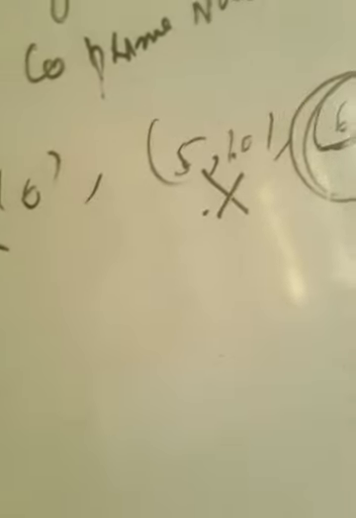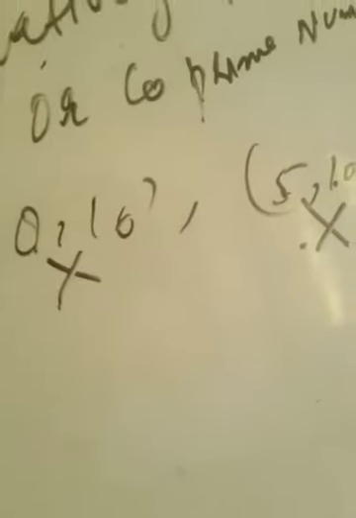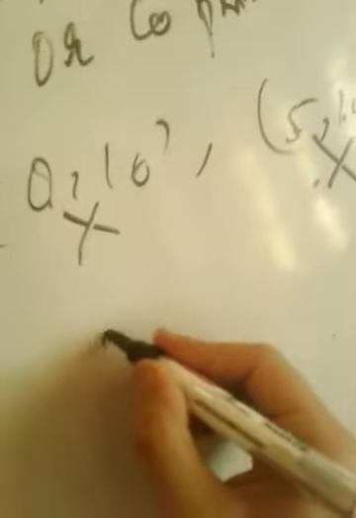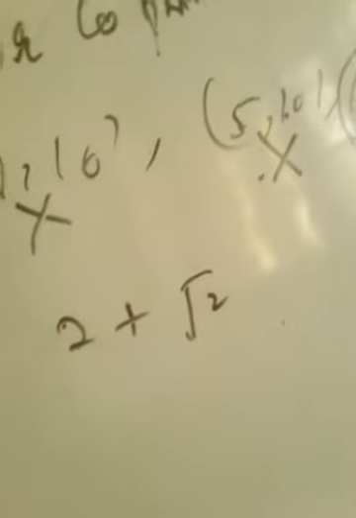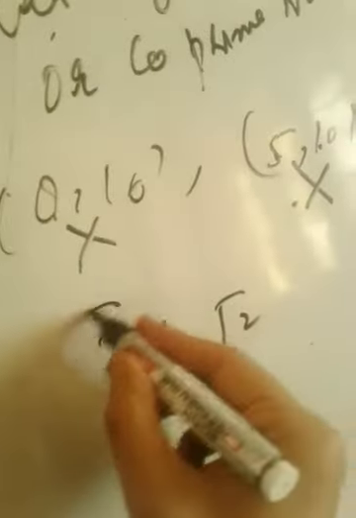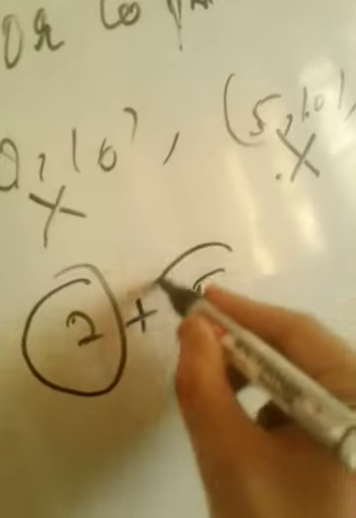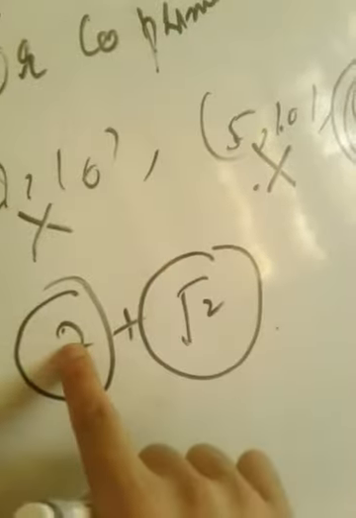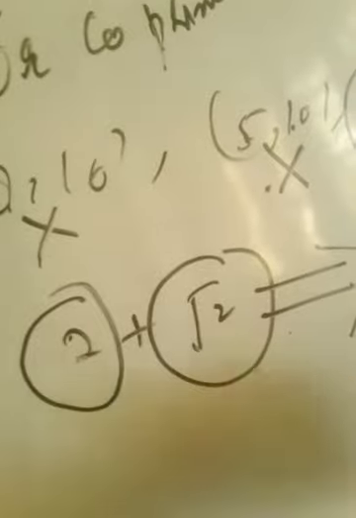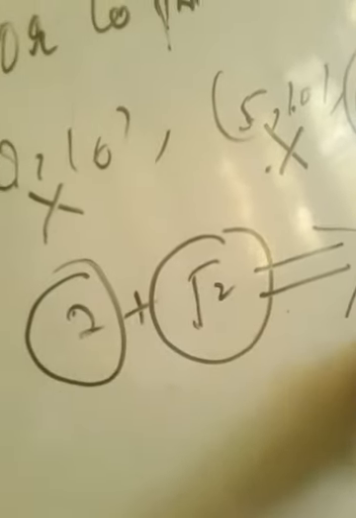Another question was for both the classes: 2 plus root 2. What is 2 plus root 2? Remember, this 2 is a rational number, this root 2 is an irrational number. Rational plus irrational is always an irrational number. When you see rational plus irrational, this is always an irrational number.